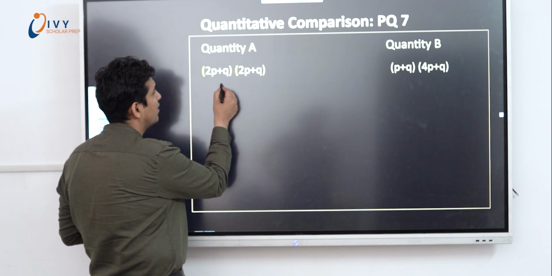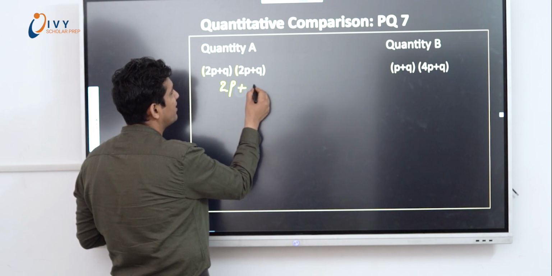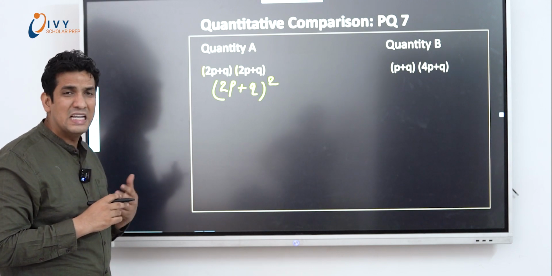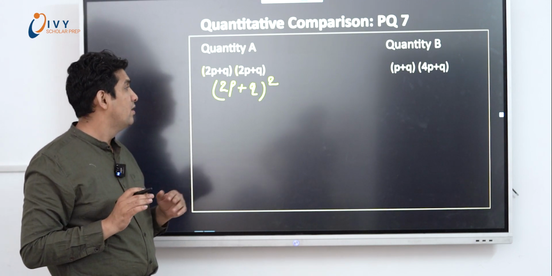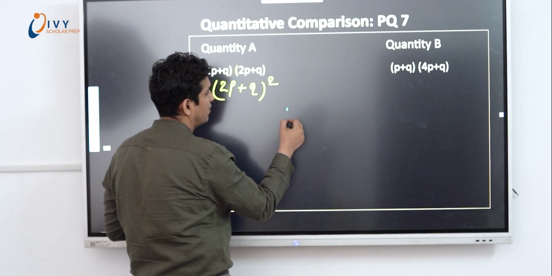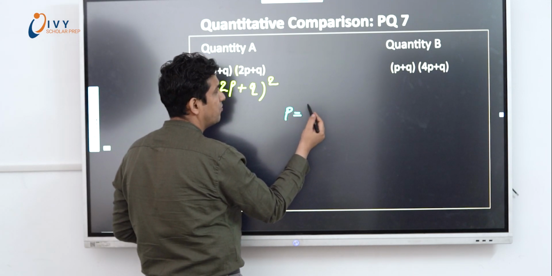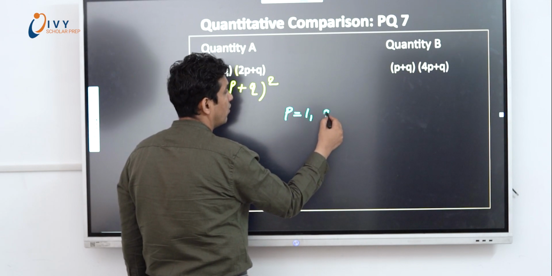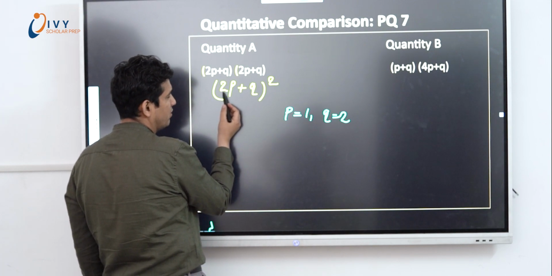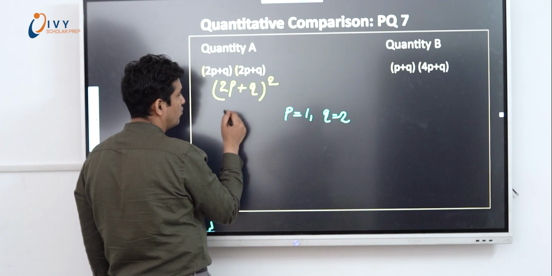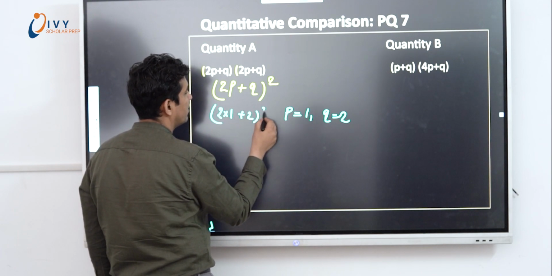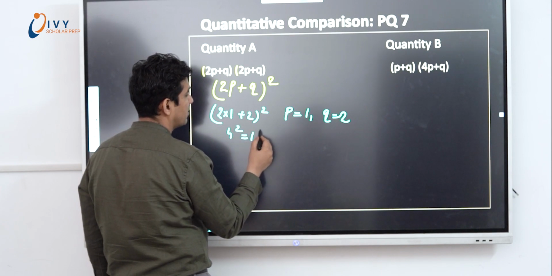Now the first one, just to make life easy, I could write it as (2p + q) whole squared, and let's plug in some numbers to make life simpler. So if I say p is, for example, 1 and q is 2, what happens here? 2 into 1 is 2, plus 2 is 4. So (2 into 1 plus 2) whole squared, that's 4 squared, which gives you 16.